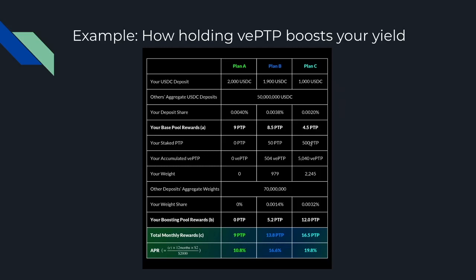PTP, which in this case, assuming a price of $2 for PTP, is 500 PTP. As you can see, the base reward pool is reduced even further to only 4.5. However, because we hold a larger amount of PTP, which we're staking, we gain 5,040 vePTP, which then gives us a total of 12 boosted PTP, totaling 16.5 total PTP per month. As you can see from this basic example, it's beneficial for you to hold 50% PTP in this scenario.